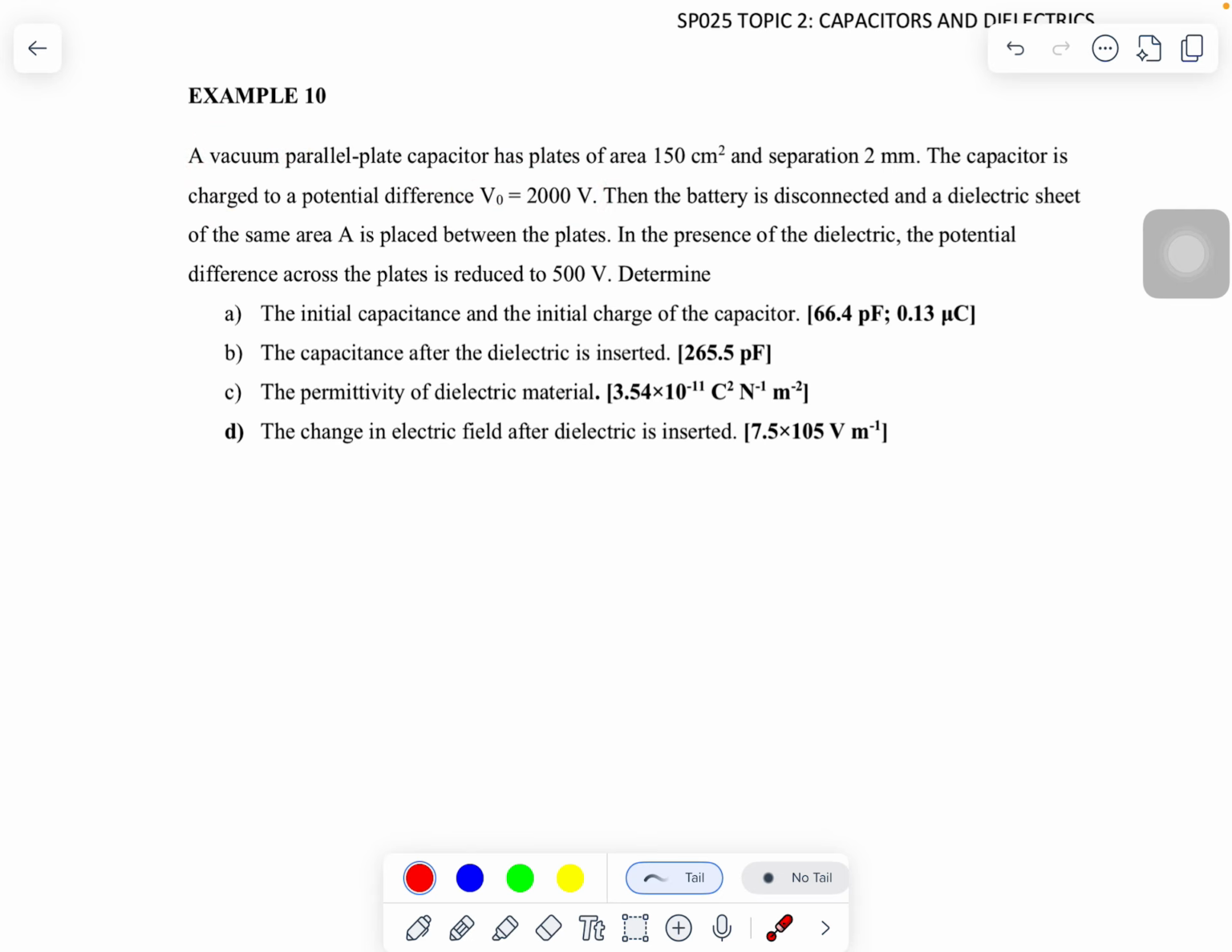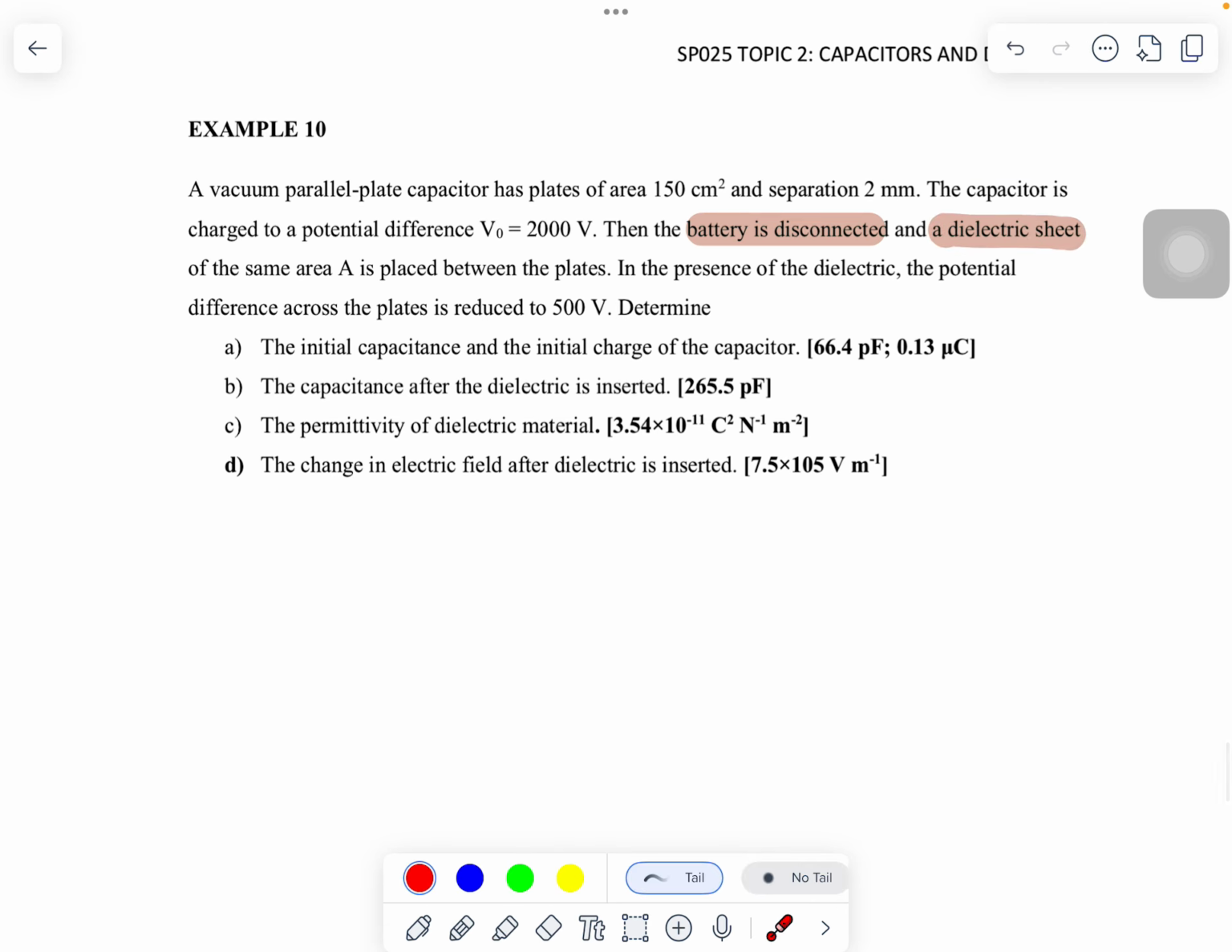Then the battery is disconnected. So notice here the battery is disconnected and a dielectric sheet is placed. A dielectric sheet of the same area lah. In the presence of the dielectric, the potential difference across the plates is reduced to 500 volt. So dia sudah bagilah initial and final voltage, when there is an insulator and when there is no insulator.